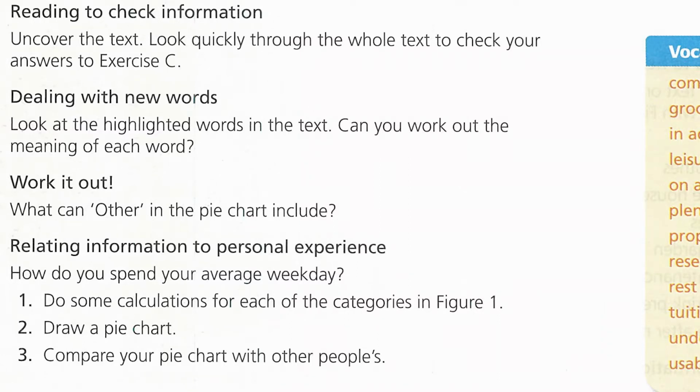And the next one is undone. Unfinished. Commuting. Traveling to work and coming back. Grooming. Grooming activities like personal care, like cleaning teeth or having a shower. How about on average? On average is like most of the people do. And in addition? This is like when you want to add a certain piece of information. Tuition. Getting lessons or attending for a tutor or a professor in college. And leisure. Your free time.